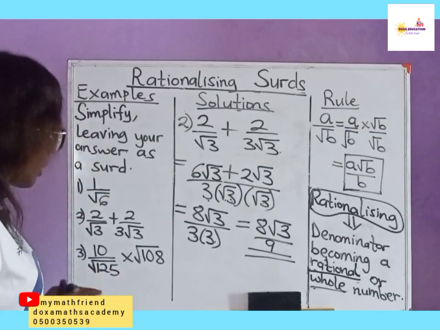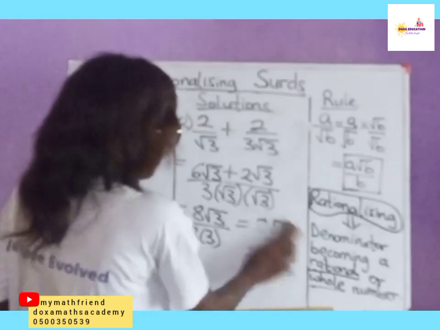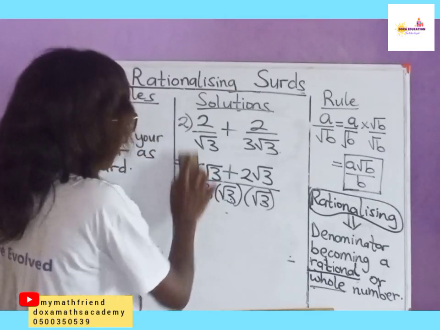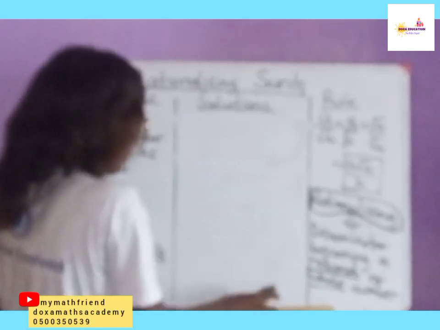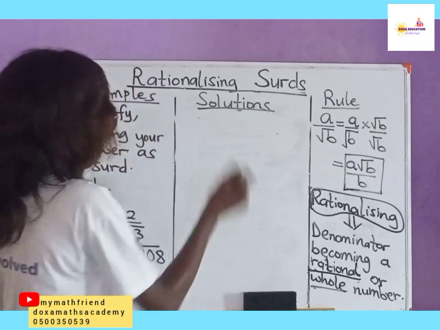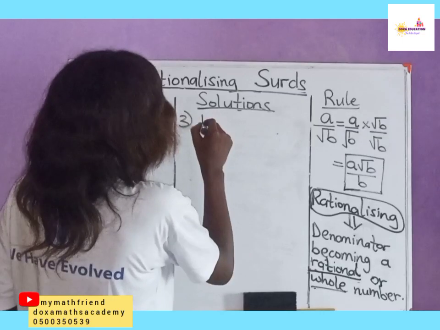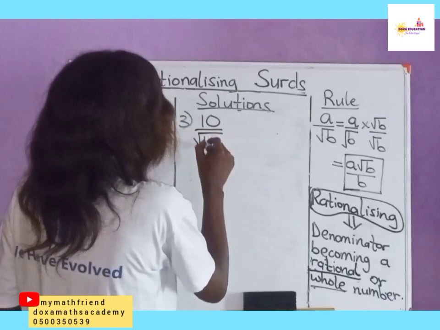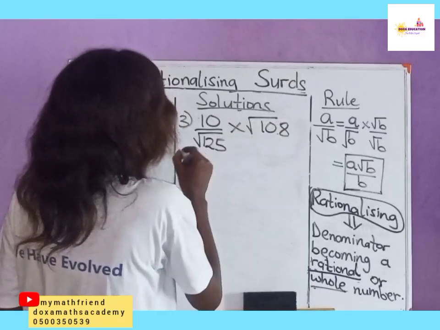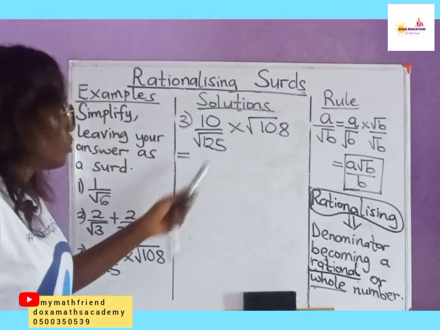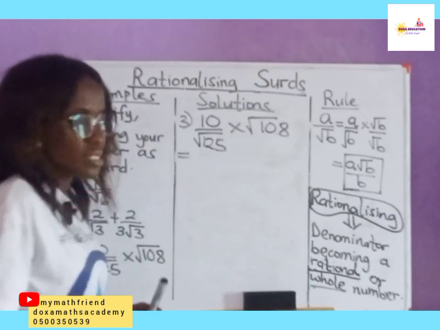Good. Let's look at the third and final example question. In this case, we are multiplying. Now you're multiplying two different surds.